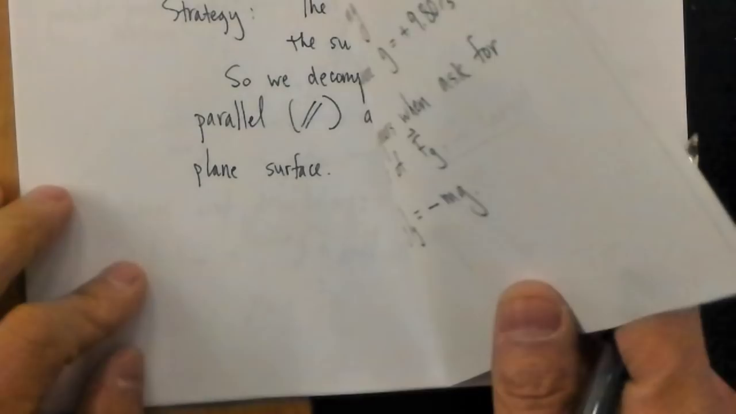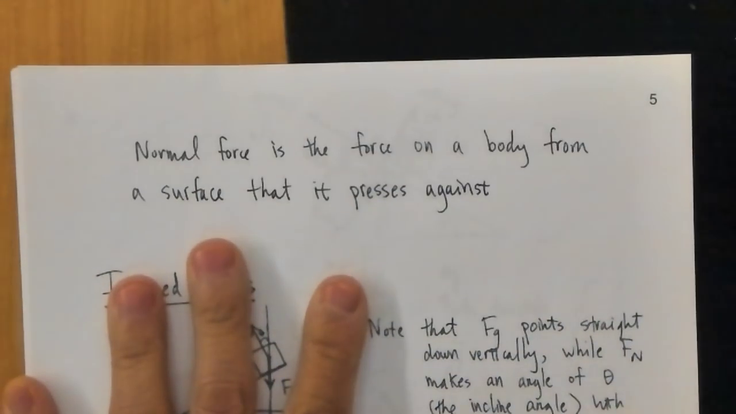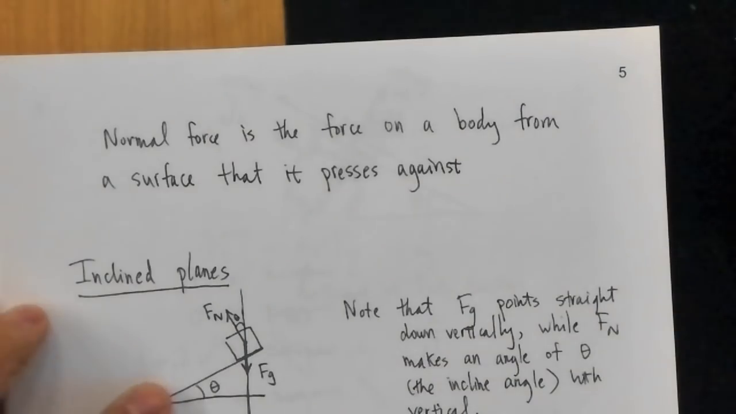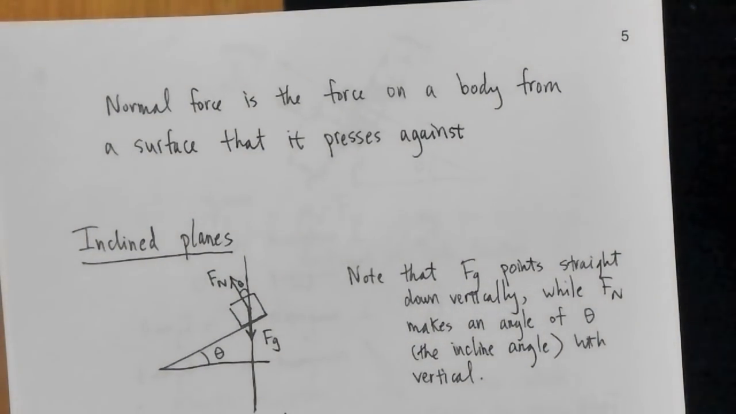The normal force. Okay, so here it is. I didn't actually say it yet. Normal force is the force on a body from a surface that it presses against. It's perpendicular to the surface. Normal force is just the force that a surface pushes against an object. So it's not directly related to Newton's third law, but you can put it together with Newton's third law and say the object pushes the table with the same force.